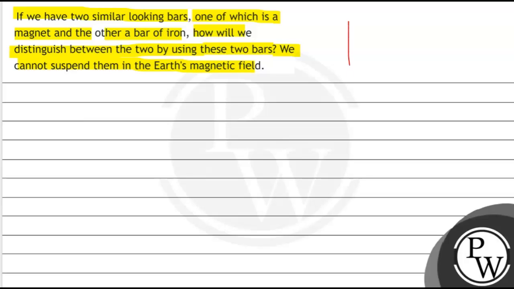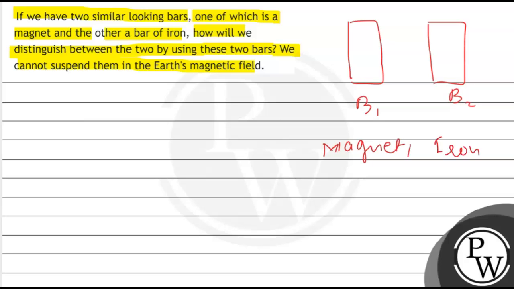So, in the question, we are given bar B1 and the other one is bar B2. Both of them are the same looking. We need to find out which one is the magnet bar and which one is the iron bar.